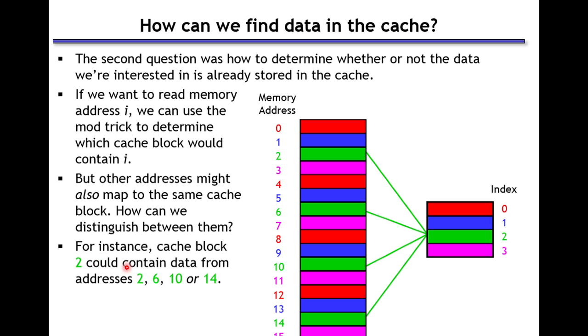For instance, cache block 2 could contain data from addresses 2, 6, 10, 14. All of them map to cache block 2. If you look at the data at index 2 in the cache, it could be from address 2 as well as 6, 10 or 14. So we have to remove this confusion.